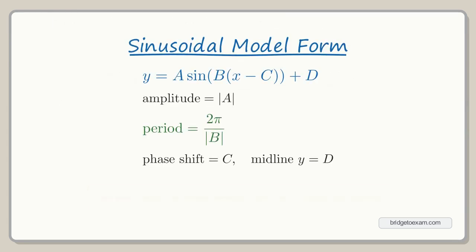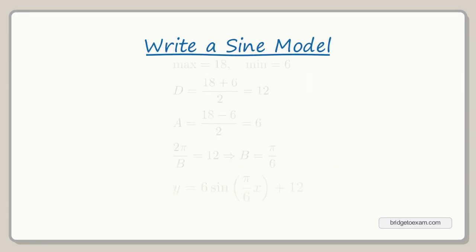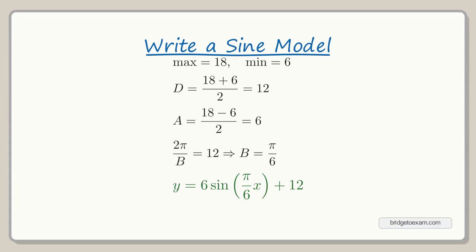A sinusoidal model is useful when a quantity repeats in a smooth cycle. The equation tells the center line, the size of the oscillation, the time for one full cycle, and any horizontal shift. Suppose a function has maximum 18, minimum 6, period 12, and starts at the midline increasing when x equals 0.